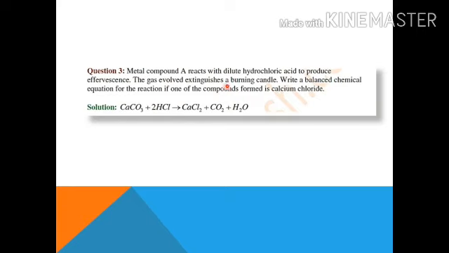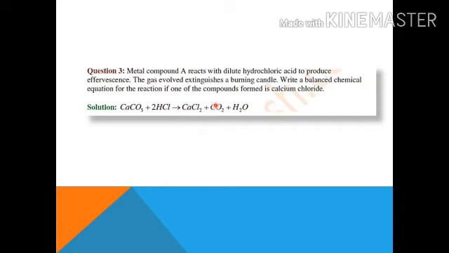Okay, so it's a reaction with a metal and an acid. A metal compound, so it is not purely a metal, it is a compound of a metal. The gas evolving out is extinguishing a burning candle. That means that particular gas has the capability to extinguish fire. So which gas is extinguishing the fire? Carbon dioxide, right? And another product they have given is calcium chloride. This reaction we have studied, a salt and a gas is produced, salt and carbon dioxide gas is formed.